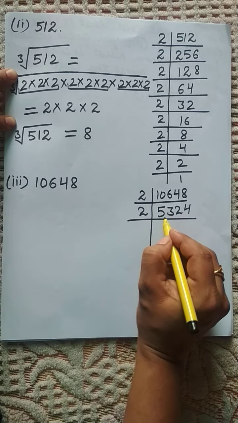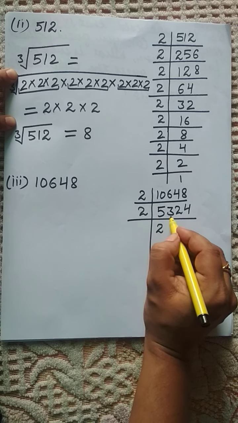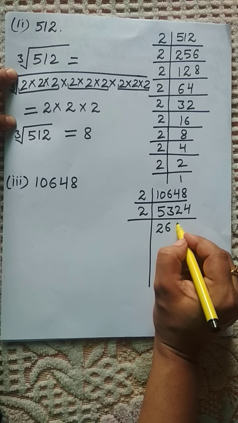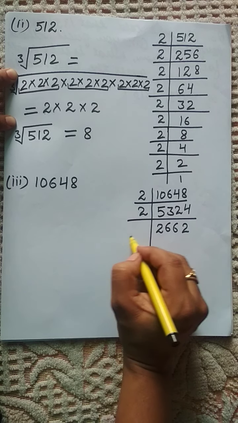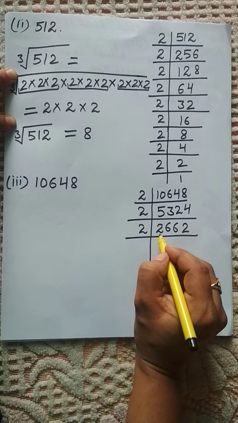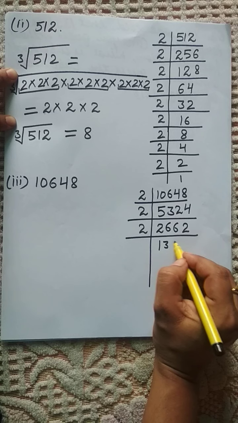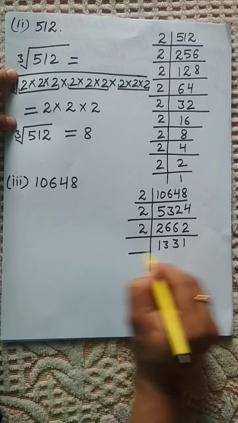Now again by 2. 2 2's are 4. 2 6's are 12. 2 2's are 4. Next one is again divided by 2. 2 1's are 2. 2 3's are 6. 2 3's are 6. 2 1's are 2.